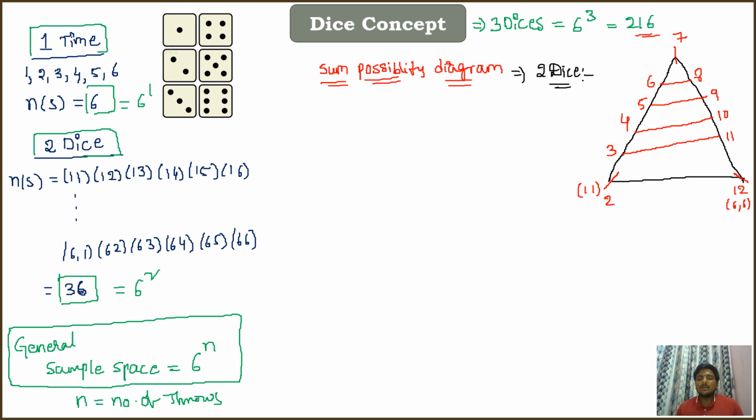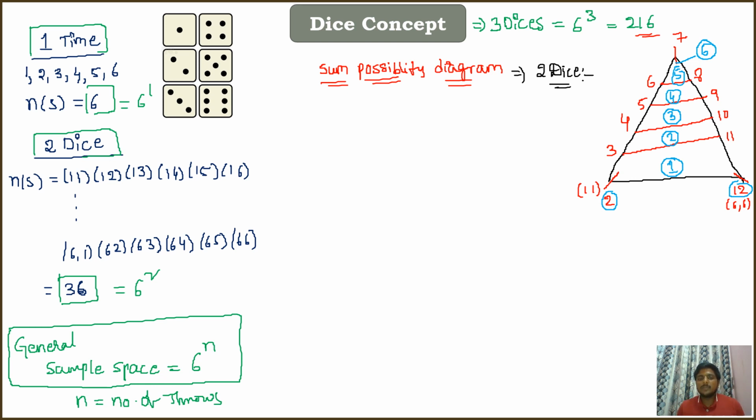Now have a look. For sum 12, the possibility is only 1. With 1, 1 we'll get the sum as 2, and with 6, 6 we'll get the sum as 12. So the possibility is 1. Likewise, the number of possibilities for 3 and 11 is 2, for 4 and 10 is 3, for 5 and 9 is 4, for 6 and 8 is 5, and for 7 it is 6. There are 6 combinations to get the sum as 7.